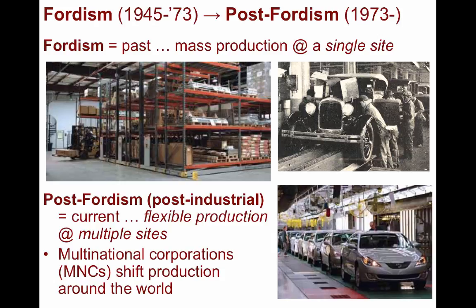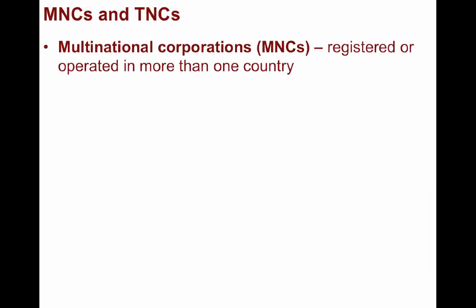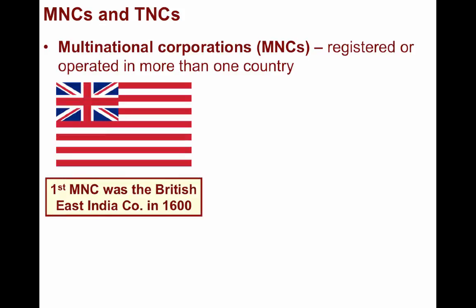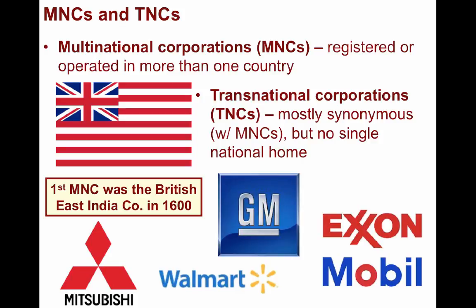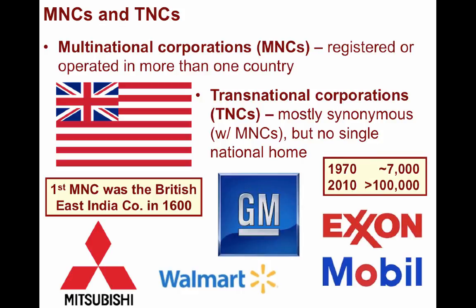Now, multinational corporations, or MNCs for short, are those registered or operated in more than one country. The first one in history was the British East India Company, which was first chartered in 1600. Transnational corporations, or TNCs, are mostly synonymous with MNCs, but they are so globalized they have no single national home. Examples include Mitsubishi, Walmart, General Motors, and ExxonMobil. These international companies are only increasing in number. Back in 1970, there were around 7,000 TNCs. Today, there are estimated to be over 100,000. The trend has been for MNCs and TNCs to not only grow in number, but also grow in size.